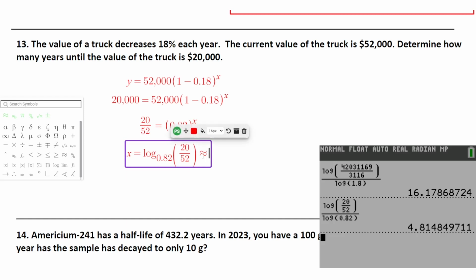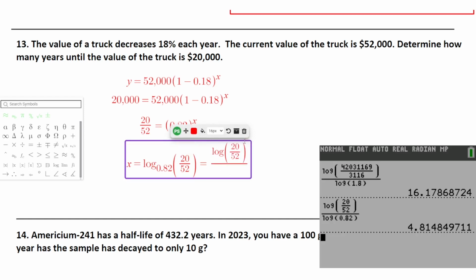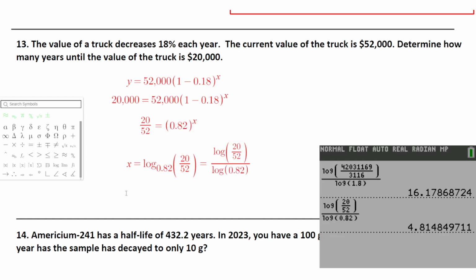So first of all, let's rewrite this using change of base formula. We got log of 20 over 52 divided by the log of 0.82. So x is going to equal approximately 4.815. And that's how many years.